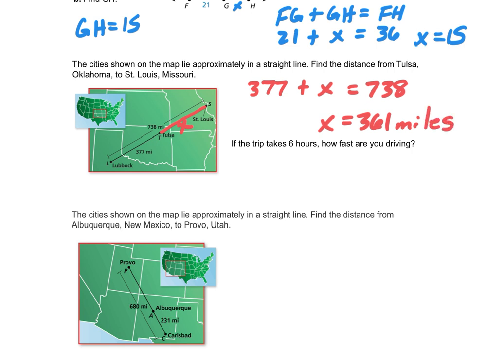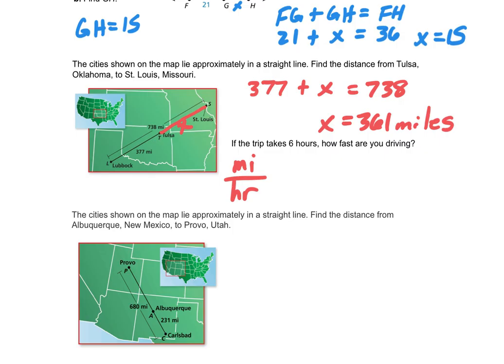Okay, now this one takes it a little bit different direction, a different type of question that's being asked. If the trip takes 6 hours, how fast are you driving? If you're out driving in a car, how do I usually judge my speed? Miles per hour, right? An easy way to figure that is we take miles divided by hours, okay? Per means divide. So miles per hour means miles divided by hours.